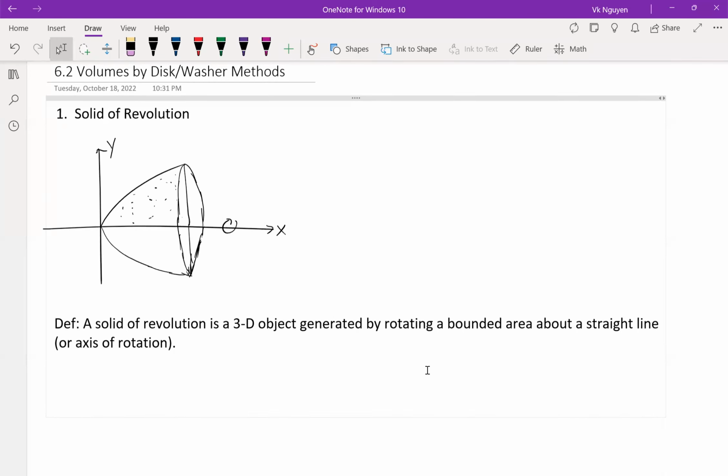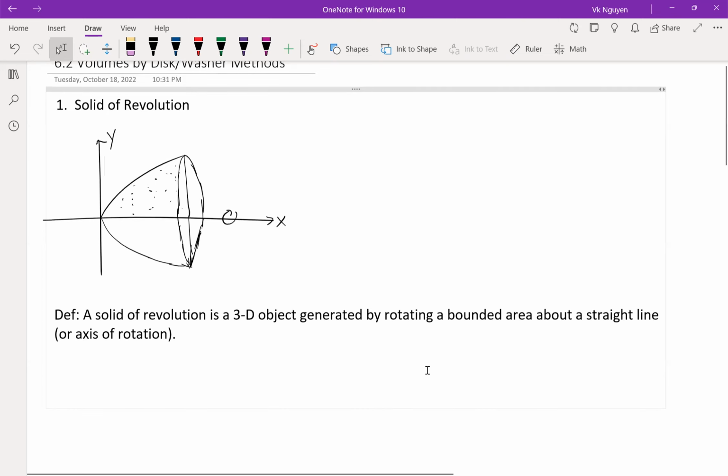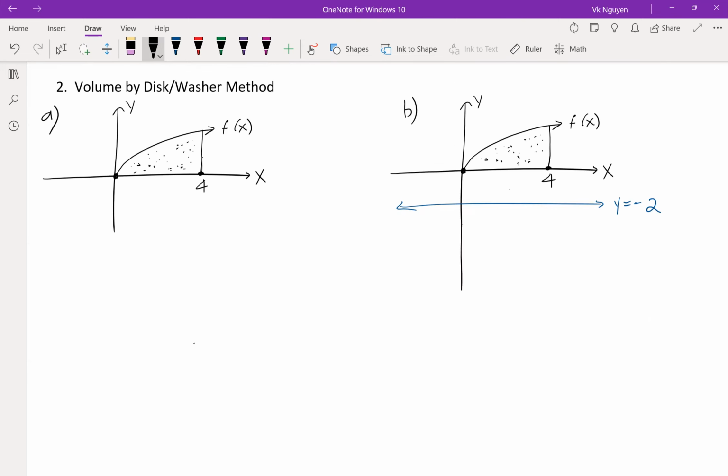The most important part about solid of revolution is how do we compute the volume? This is a 3D object, so it has a volume. Let's take a look at how we compute the volume. Number 2, volume by disk or washer method. In A, we're going to take a look at an area bounded by the curve f(x) between 0 and 4 above the x-axis. In this example, we're going to rotate the bounded area about the x-axis.